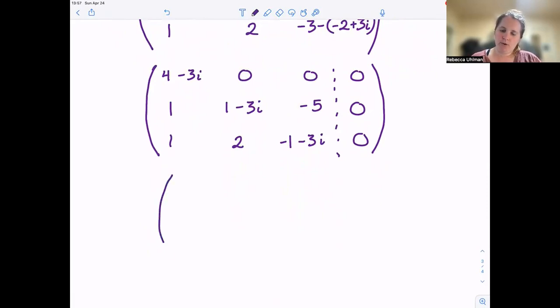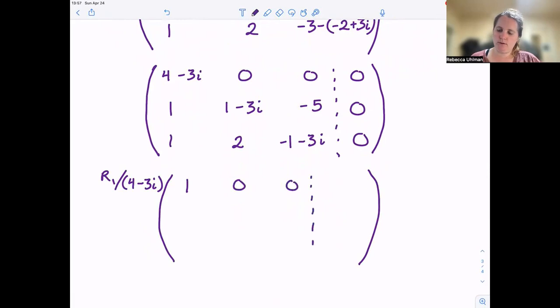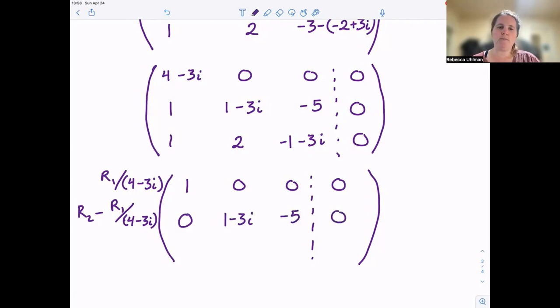If we do row 1 divided by 4 minus 3i, that first row just becomes 1, 0, 0 with augmentation 0. And then if we do row 2 minus row 1 over 4 minus 3i, all we're doing is canceling out that 1 in the first position. So we have 0, 1 minus 3i, -5, 0.